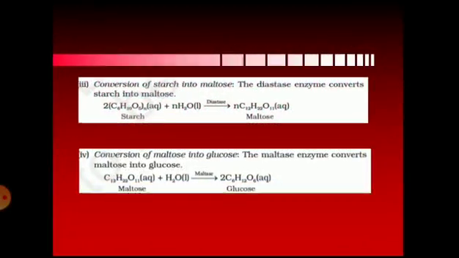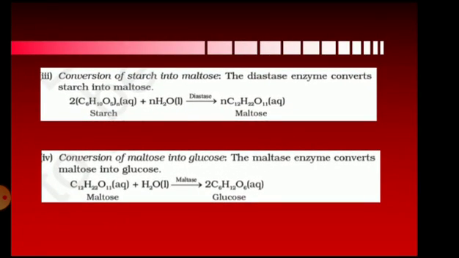The next example, conversion of starch into maltose. The diastase enzyme converts starch into maltose. So which enzyme are we using here? The diastase enzyme, which converts starch into maltose. The last example is what? Conversion of maltose into glucose. To convert maltose into glucose, the enzyme used is what? Maltase.